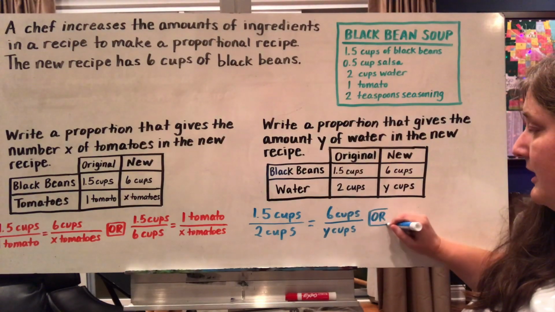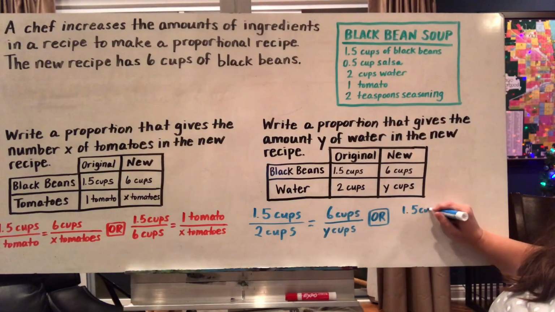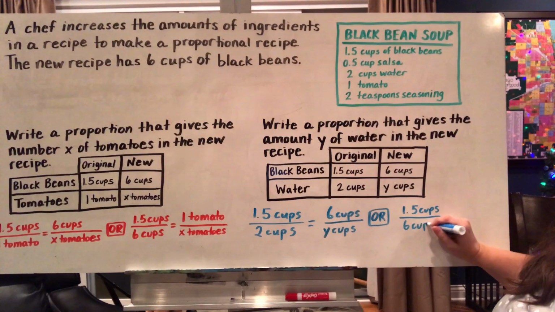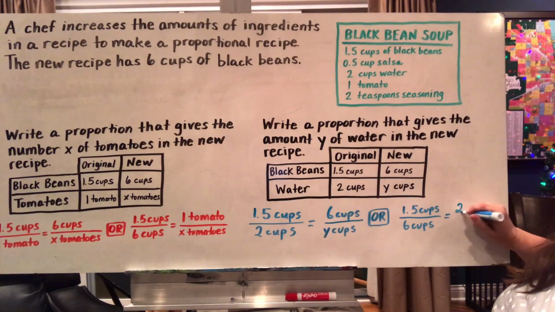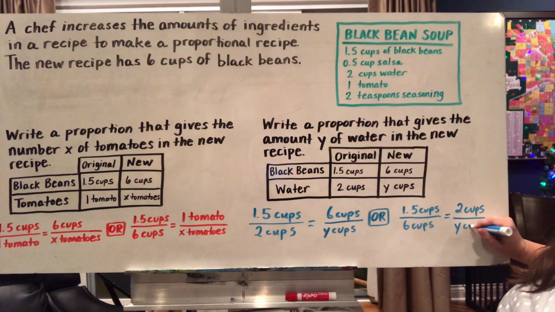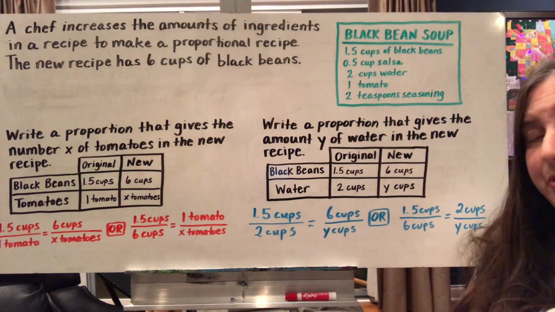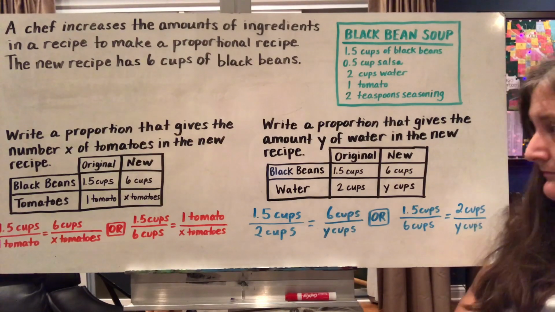Another way that I can set it up is to use my rows. So 1.5 cups of black beans compared to 6 cups. And then I can compare the water, 2 cups to Y cups. Both of these proportions can be used to solve for the value of Y.